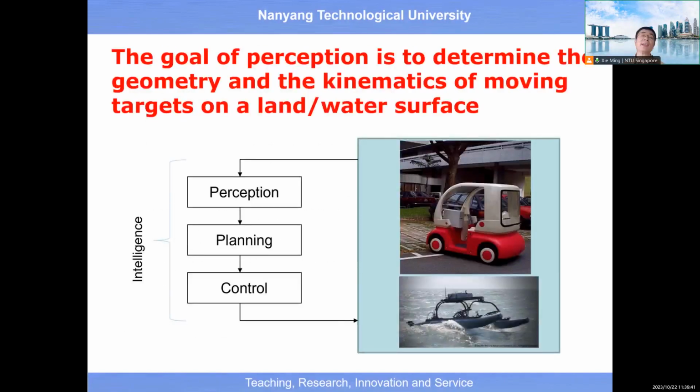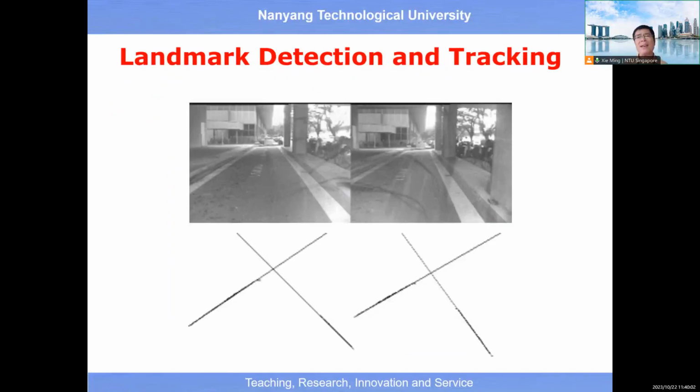Okay, so we start with perception. Perception basically is to know the environment in the surrounding of our vehicle, and this information is extremely important for the vehicle to undertake planning and control.